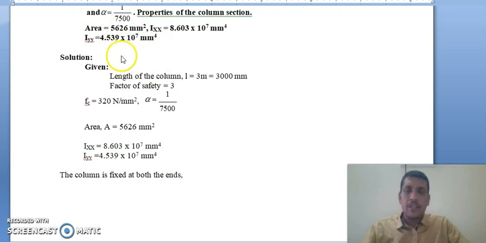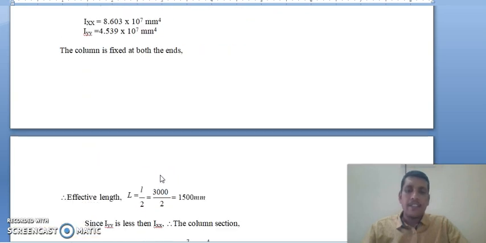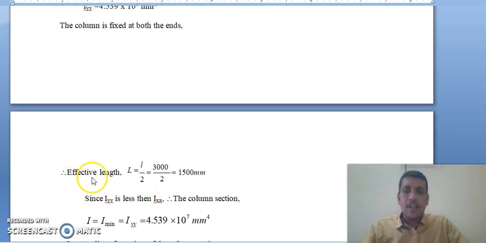These are the given values: length is 3000 mm, factor of safety is given, allowable stress is 320 Newton per mm square, the constant alpha equal to 1 divided by 7500 for steel, and area, Ixx and Iyy are given. The column is fixed at both ends, so the effective length will be equal to L by 2, that is 3000 divided by 2, that is 1500 mm.